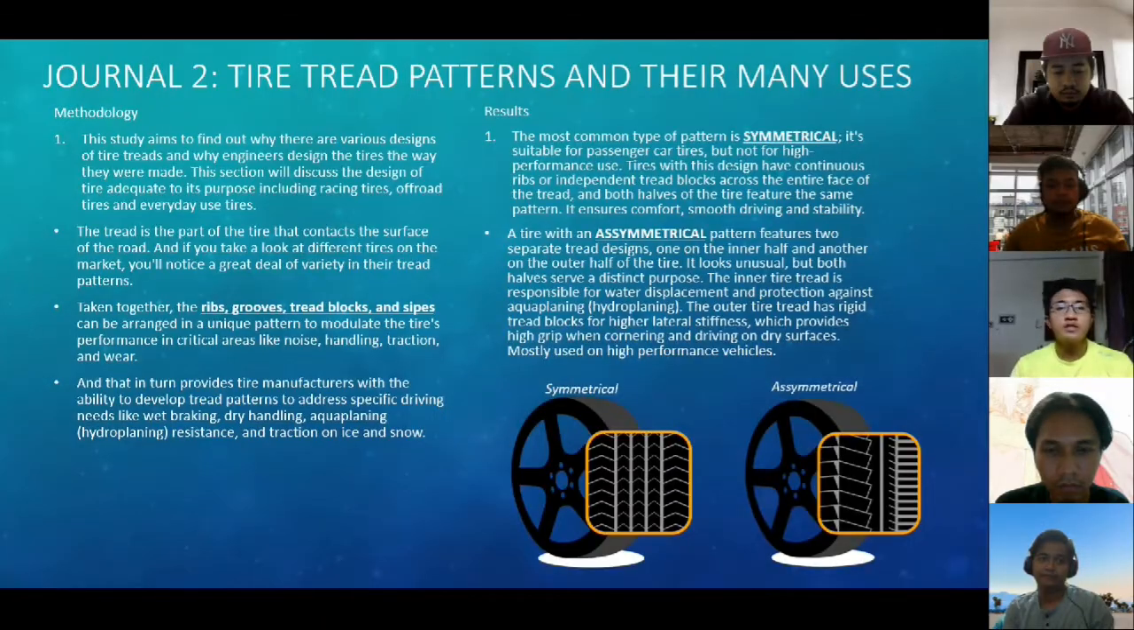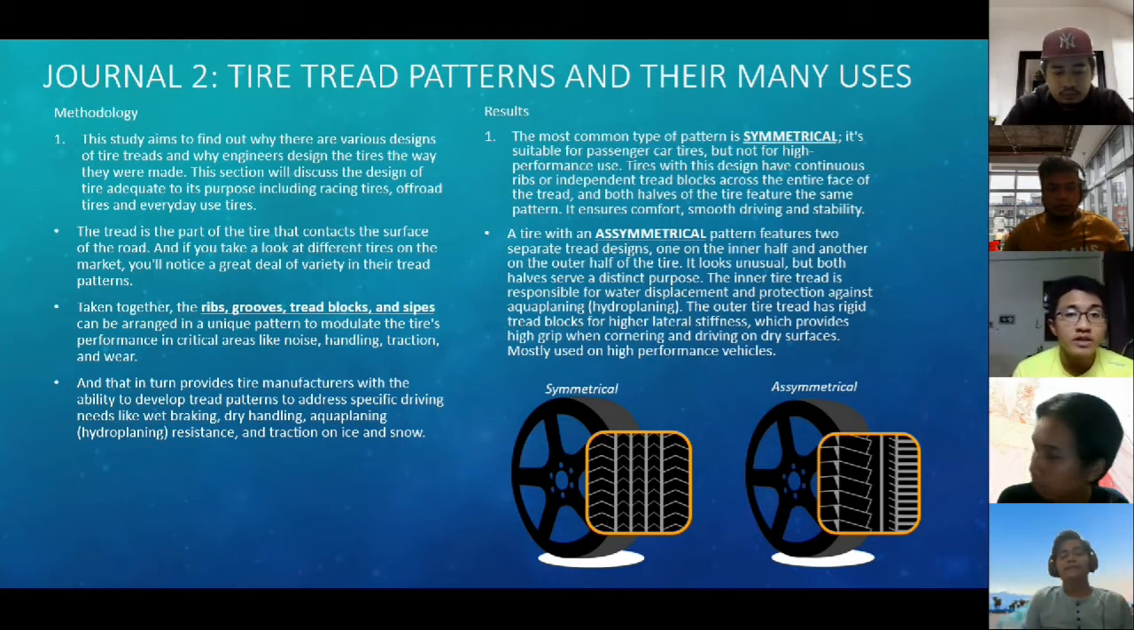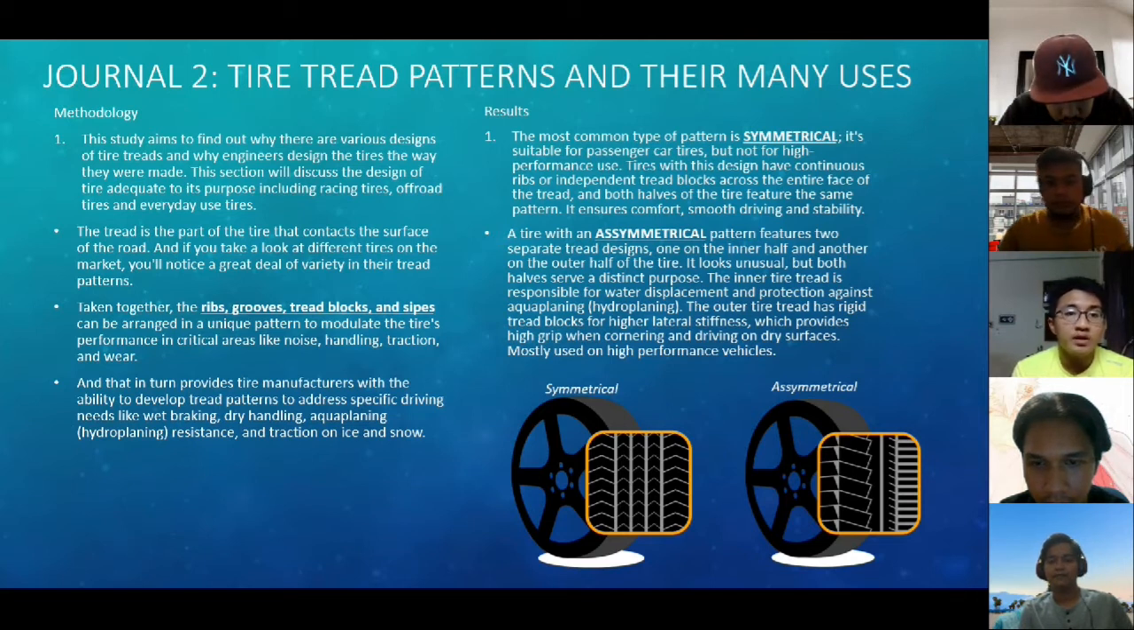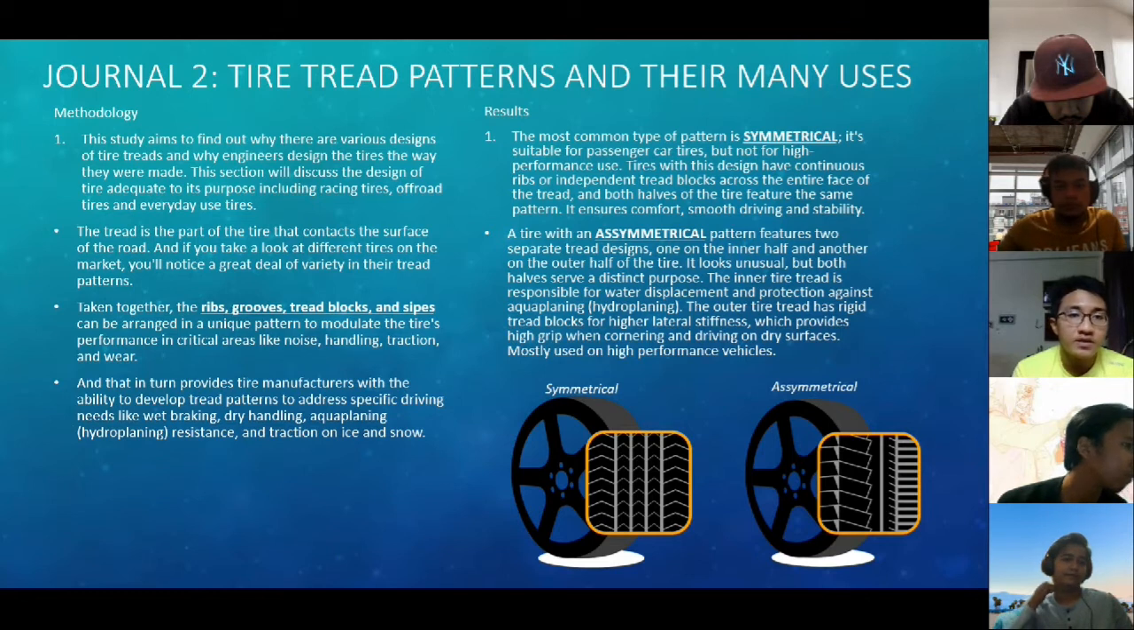The second journal is about tire tread patterns and their many uses. The study aims to find out why there are various designs of tire treads and why engineers designed the tire the way they were made. This section will discuss the design of tires adequate to their purpose, including racing tires, off-road tires and everyday use tires. The tread is the part of the tire that contains the surface that contacts the surface of the road.